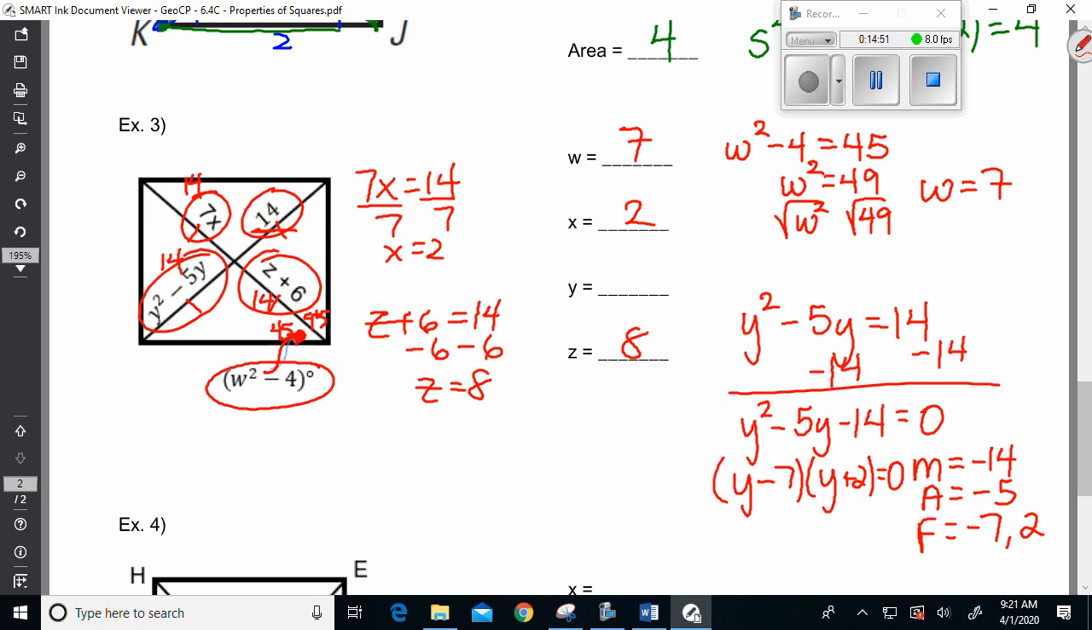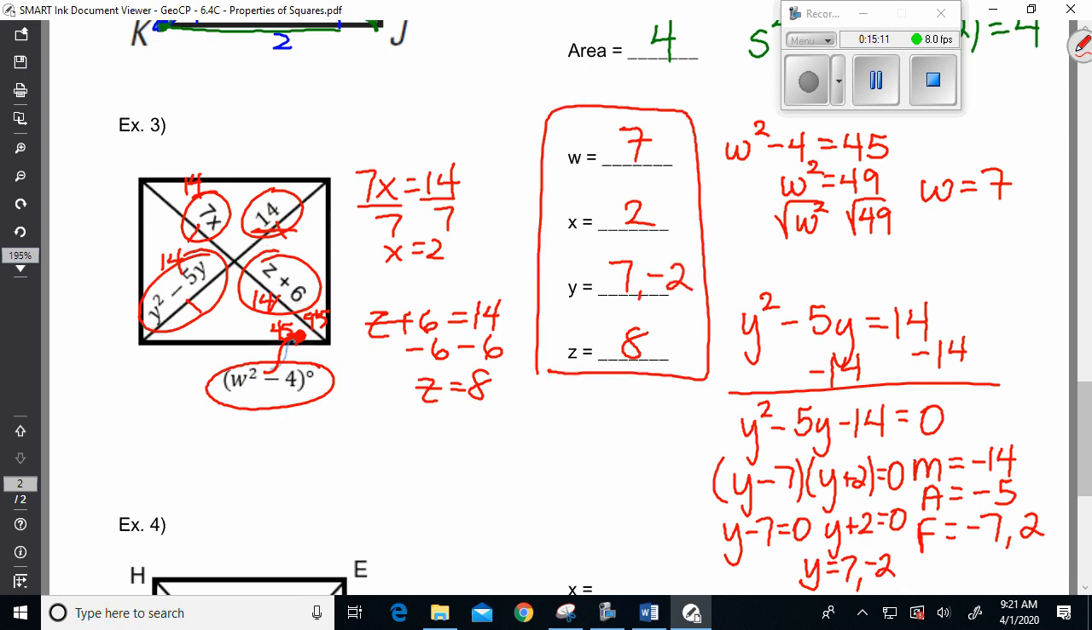Then all that's left at that point is to solve each individual equation. So one of your answers is y equals 7, and one of your answers is y equals -2. There's your 4 answers. That's it. So as long as you know the properties, you can easily use them and solve whatever equations you may have.